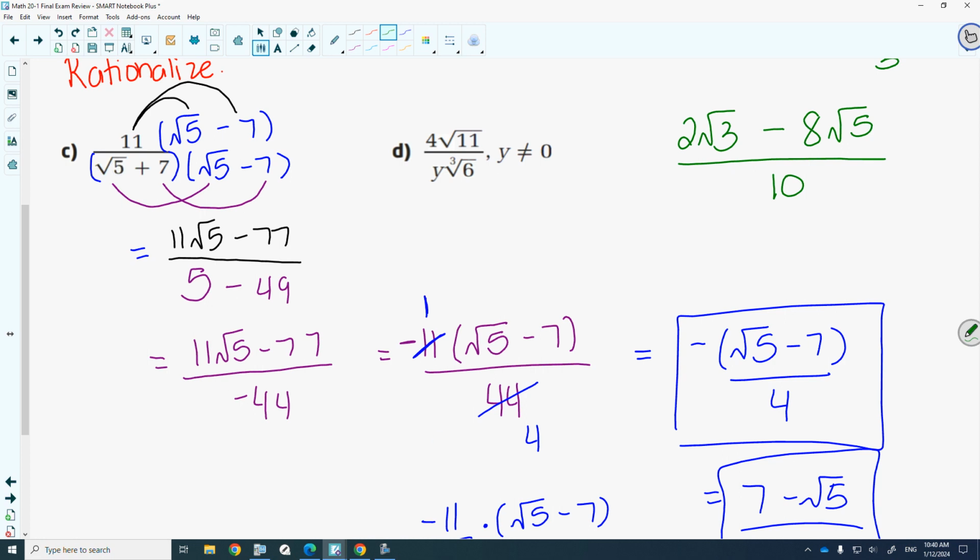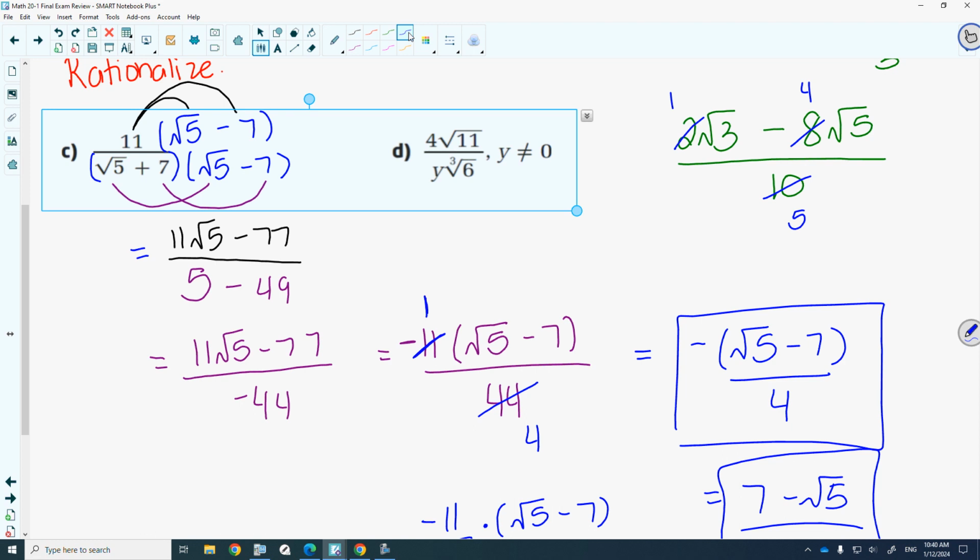I could factor out the 2, and then divide the 2 and the 10. Or I could look at the numbers, the 2, the 8, and the 10, and say 2 goes into 2 once, 2 goes into 8 4 times, and 2 goes into 10 5 times. Okay?